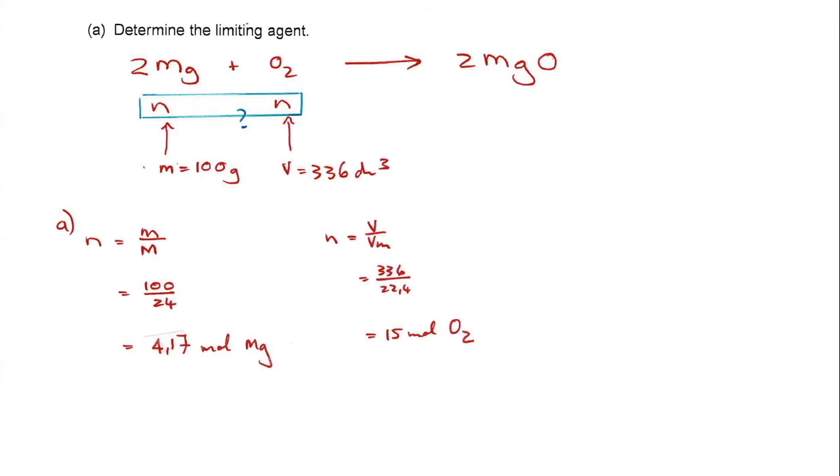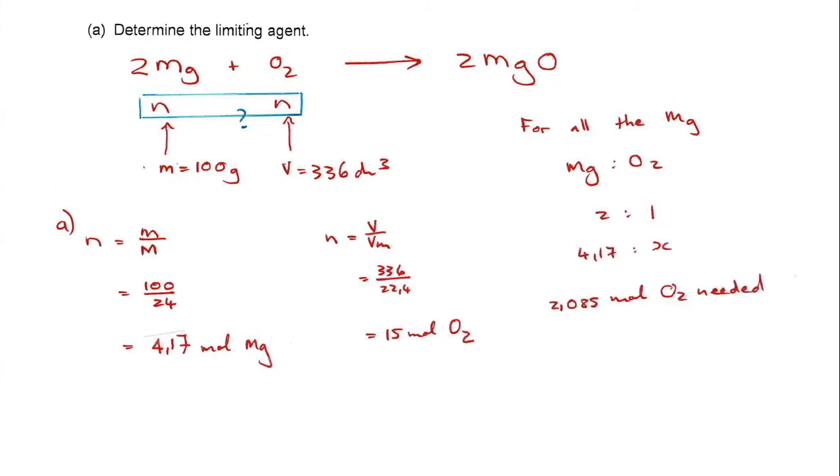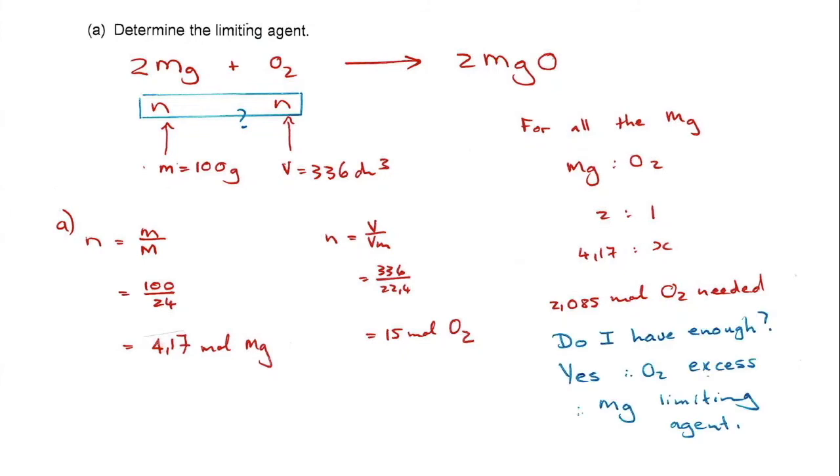So you convert the magnesium and you convert the oxygen, and then we have this decision step. So I'm going to ask, if all the magnesium reacts, how much do I need of the oxygen? So for magnesium to oxygen, they're in the ratio 2:1, according to my equation there. So if all this magnesium reacts, which is 4,17, then it means I need 2,085 moles of oxygen. And then the question to ask yourself was always, do I have enough? And yes, I've got 15 and I only need 2. So that tells me oxygen is in excess and magnesium is going to be my limiting agent.